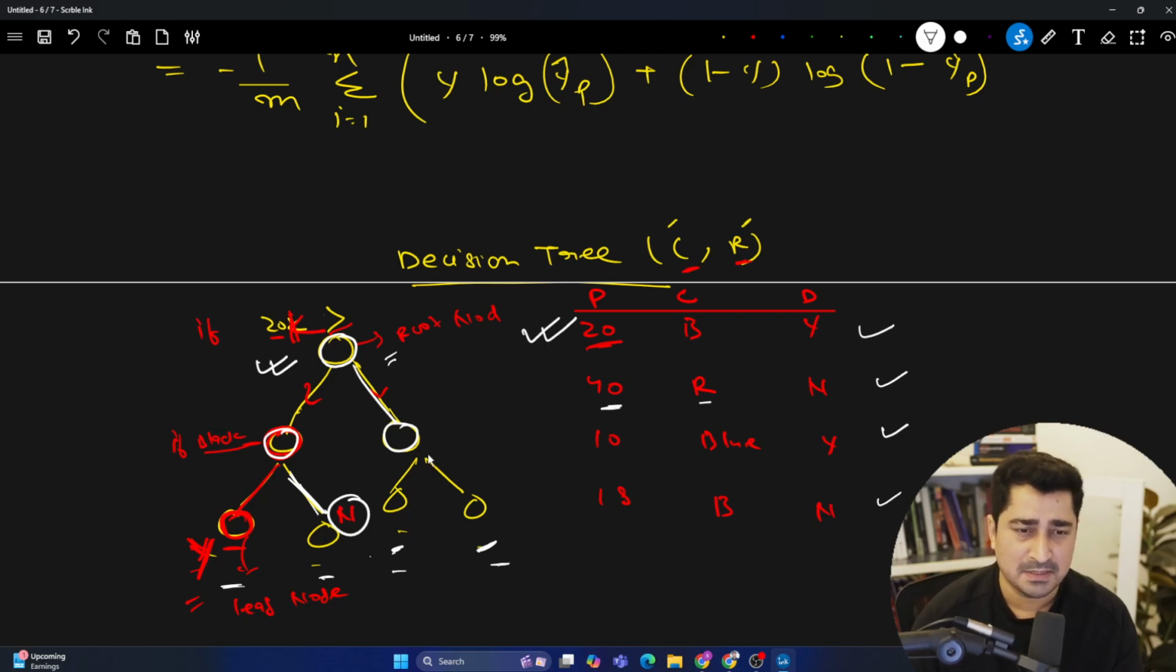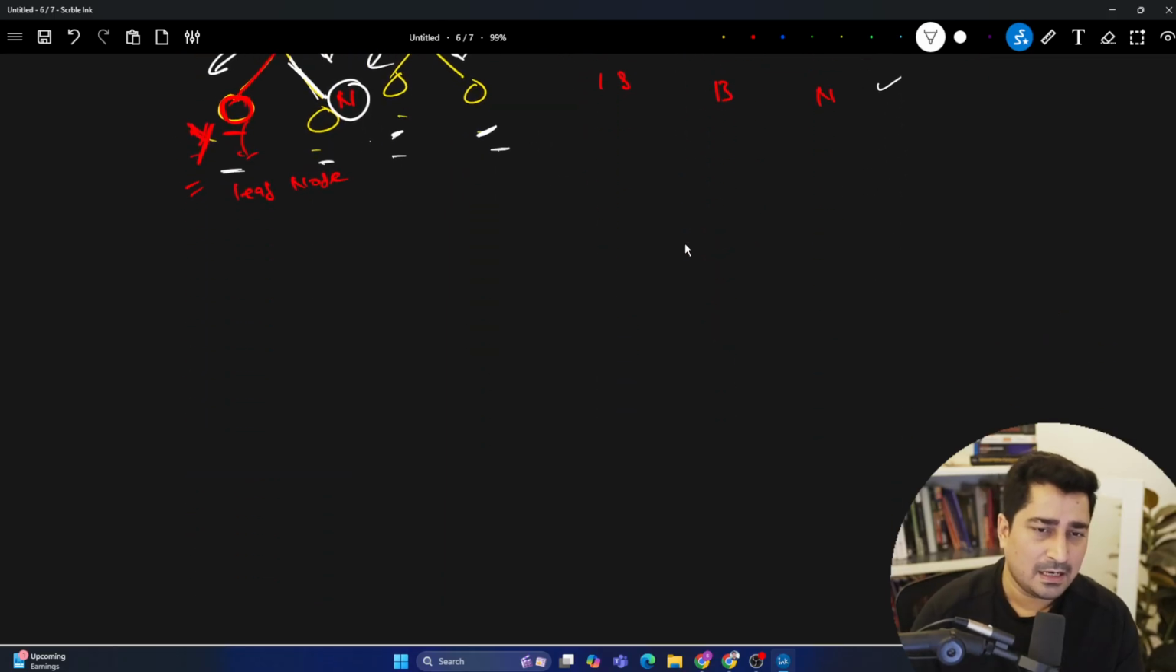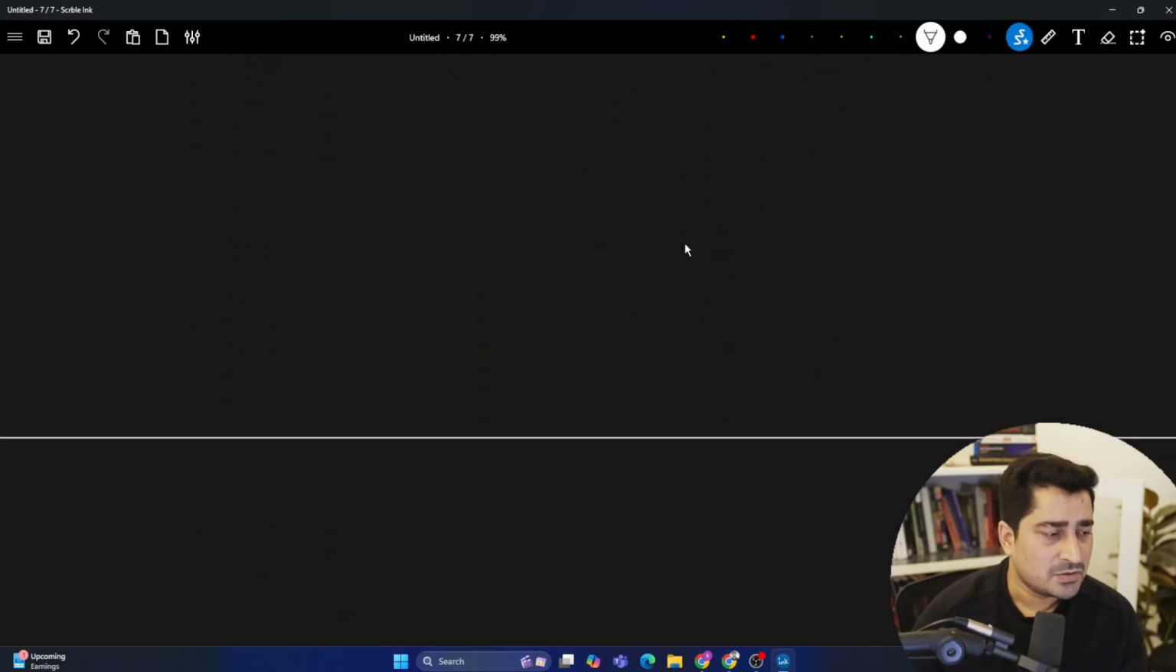How to split the data means which part of the data will go on this side, which part of the data will go on this side, again which part of the data will go on this side, again which part of the data will come on this side. That's a major problem. Now to solve that major problem, we have something called Gini impurity.